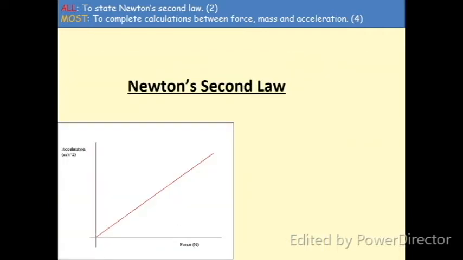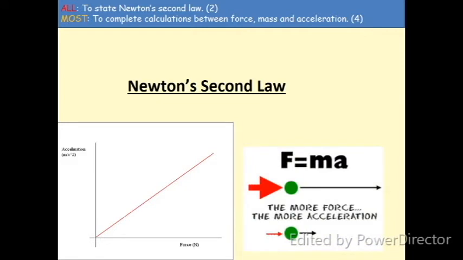In Newton's second law, we can see that as the force increases, the acceleration increases. So looking at this graph, we call it a directly proportional relationship. When one increases, the other increases. When you look at the equation, force is equal to mass times acceleration. More force equals more acceleration. However, if you increase the mass, your acceleration will decrease. This is an inversely proportional relationship.